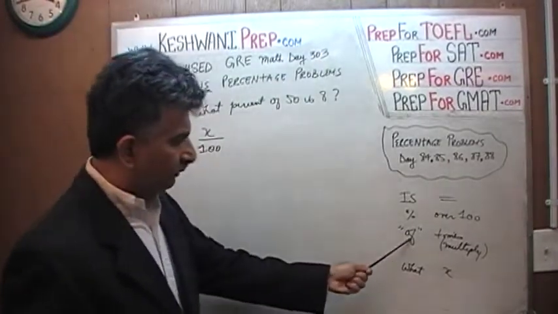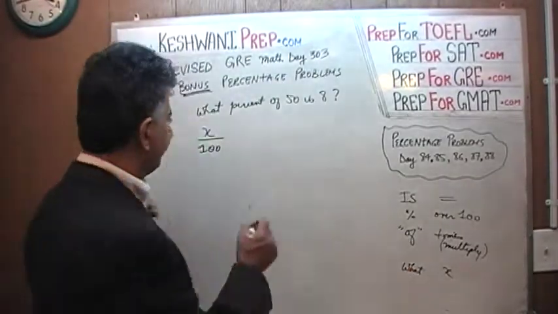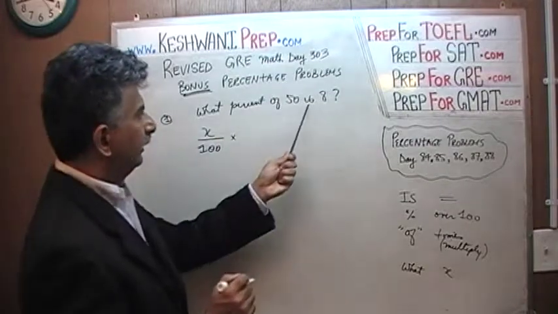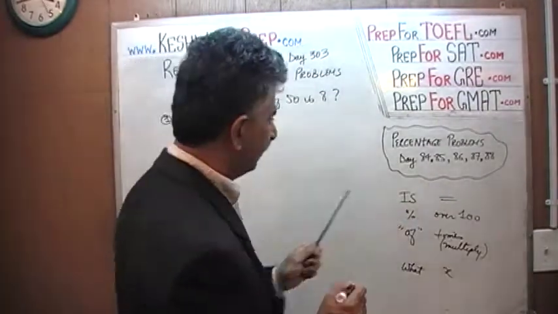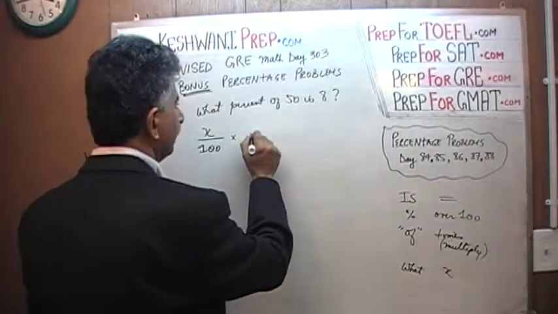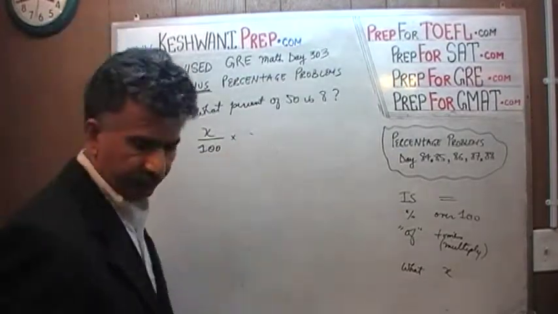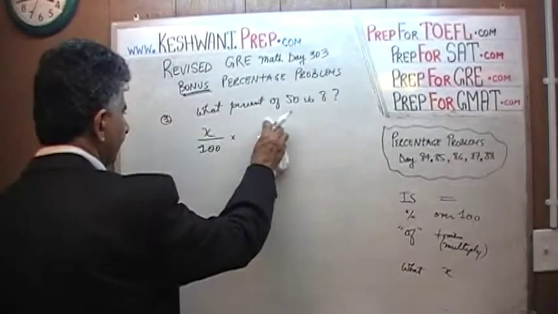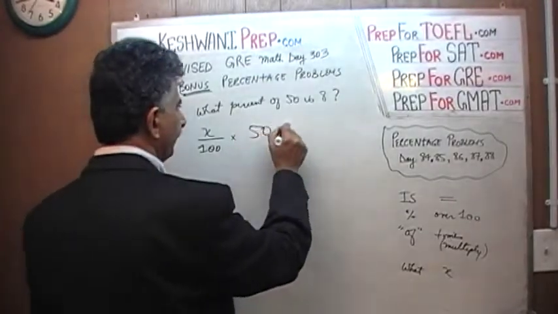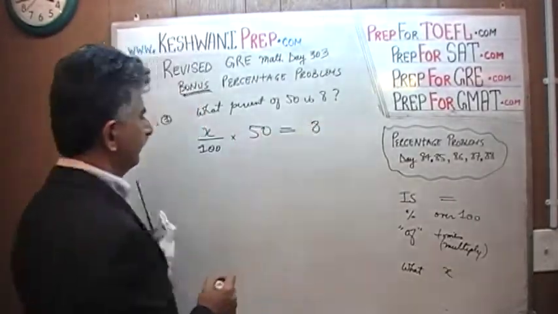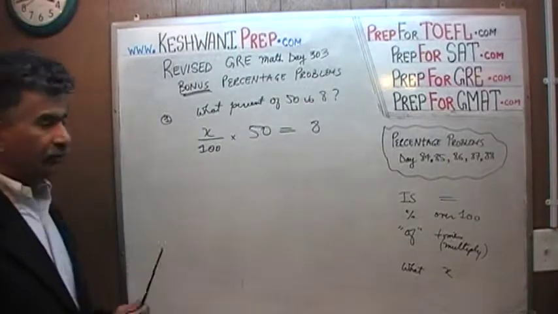Of means times. So multiply. And then is means equals. Something is missing. What percent of, oh, we left out 50. Is 8. There we go. That's it. We have our equation now. We can solve for x.